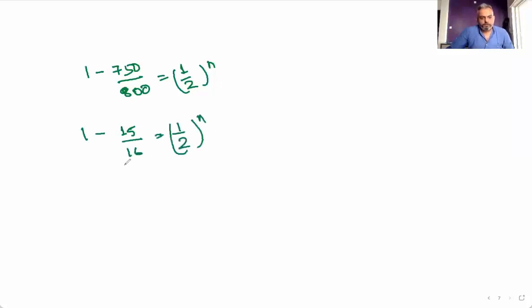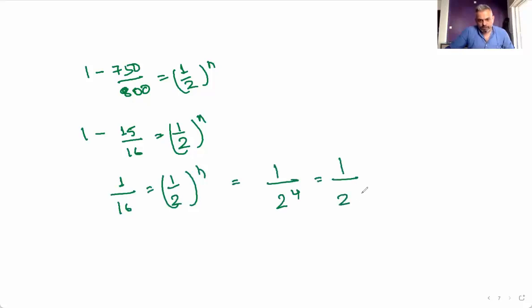One minus 750 by 800 is equal to 1 by 2 whole raised to n. Now we can do it this way also. 750, we divide by 50, so that is 15 upon 16 is 1 by 2 whole raised to n. So 16 ones are 16, minus 15, is 1 by 16, is 1 by 2 whole raised to n, which is equal to 1 by 2 raised to 4 is equal to 1 by 2 raised to n. Therefore, n is equal to 4.